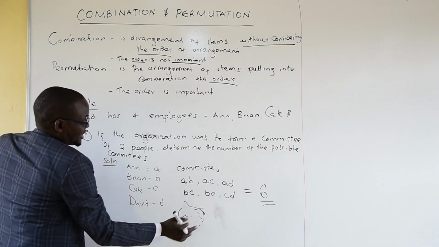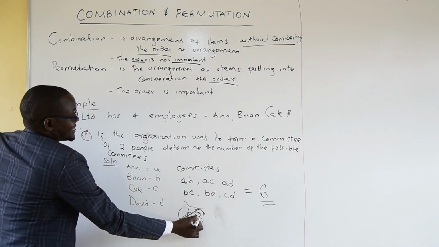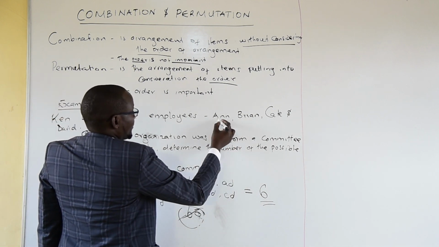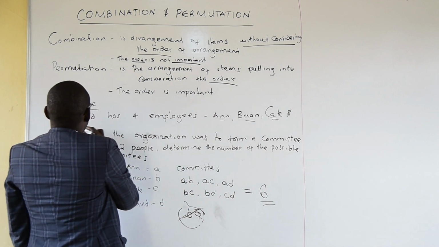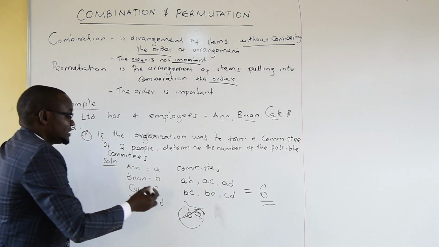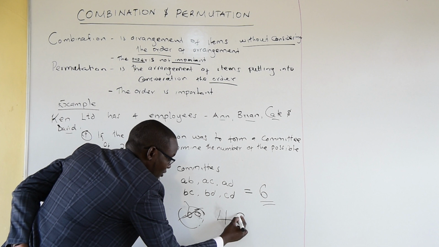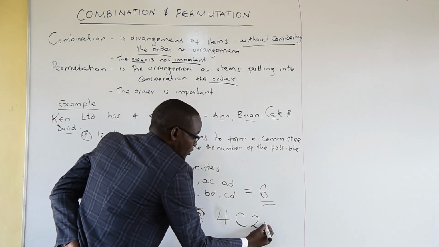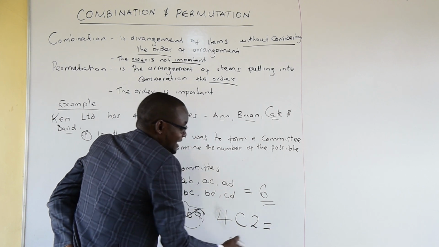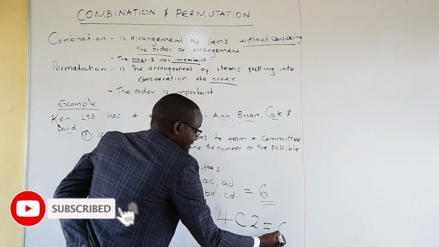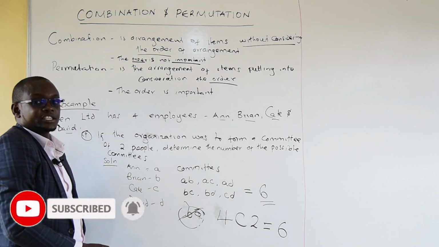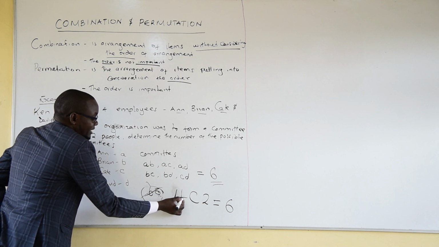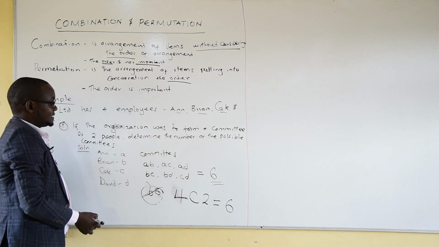When we are using combination, the number of people here is 4: Anne, Brian, Kate, and David. So we shall say it is 4 combination 2. And to get 4 combination 2, if you use your scientific calculator, you will get 6.